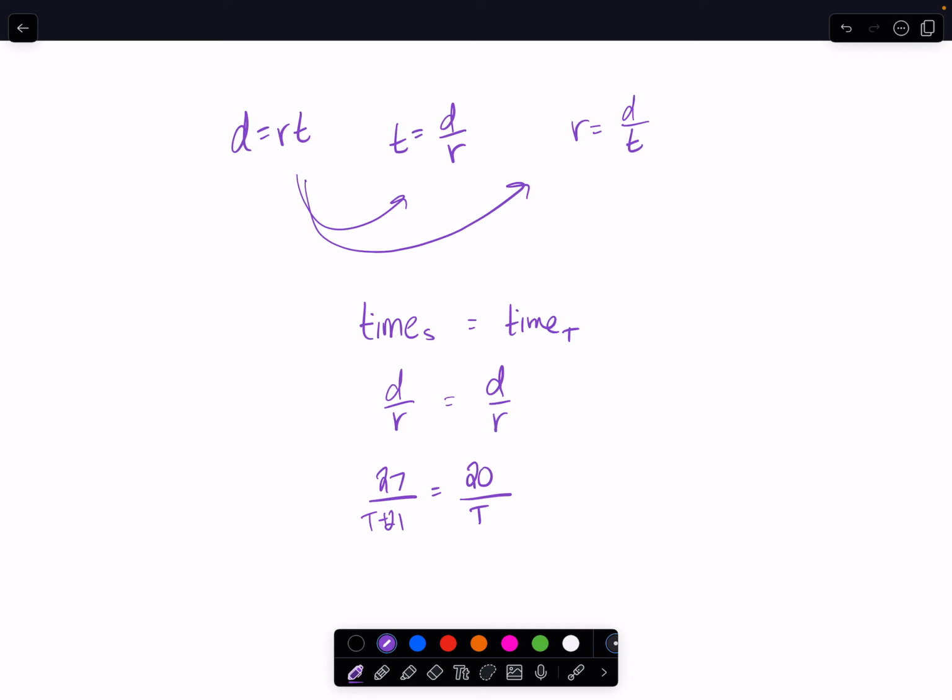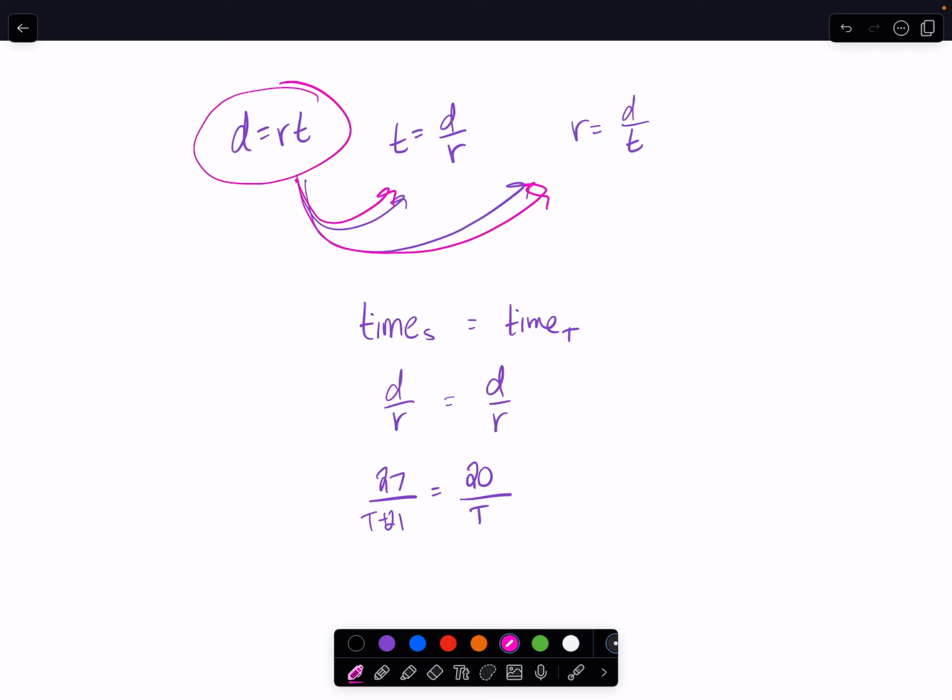Okay, so they're talking about speed, they're talking about distance. And so when I hear those things, I think about this equation right here, where distance is equal to rate times time. You can then solve for any of those variables. So you can solve for t and say that t is equal to distance divided by the rate. You could also solve for r and say that the rate is equal to the distance divided by time.